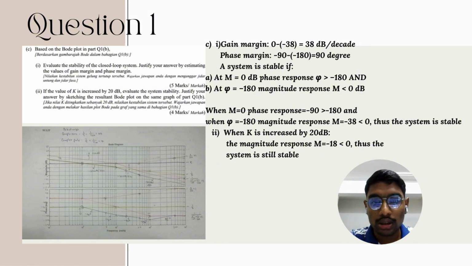So now, the second question asks, if the value of K increases by 20 dB, evaluate the system stability. Justify your answer by sketching the resultant Bode plot on the same graph of part Q1b. So now, after we have drawn the summing up line, we need to add 20 dB on all points. So we will add 20 dB on every point, maintaining the slope, just increasing the points by 20. So when we add the 20, the magnitude response will be equal to negative 18, which is still less than 0. Thus, we can conclude that the system is still stable.